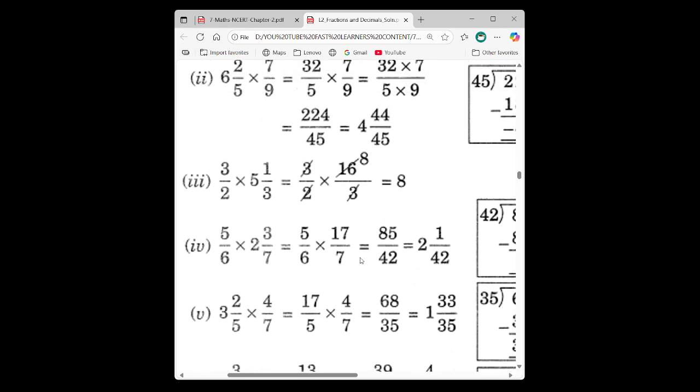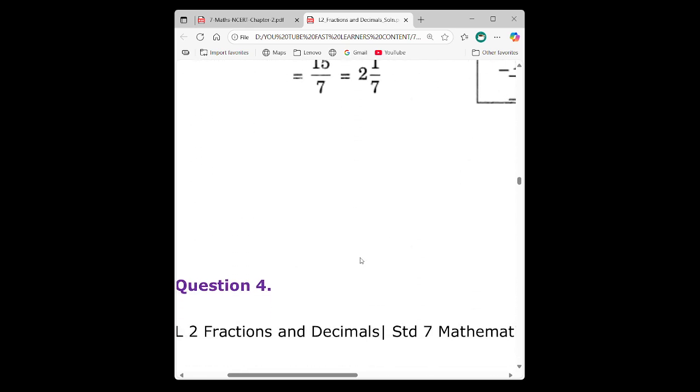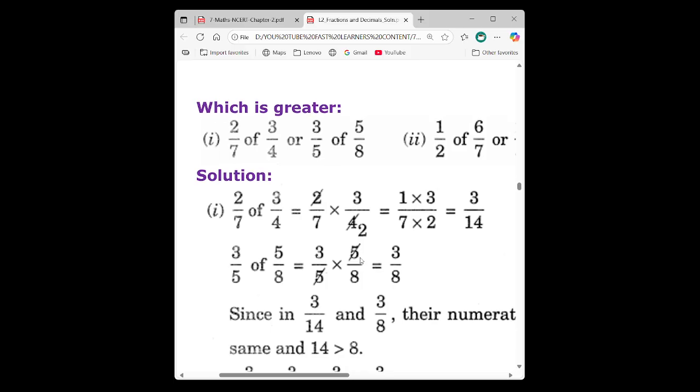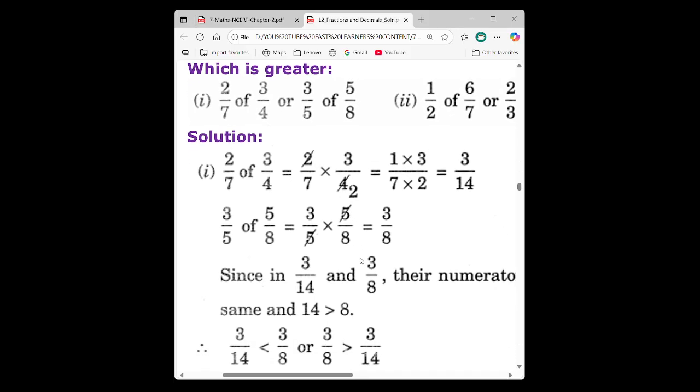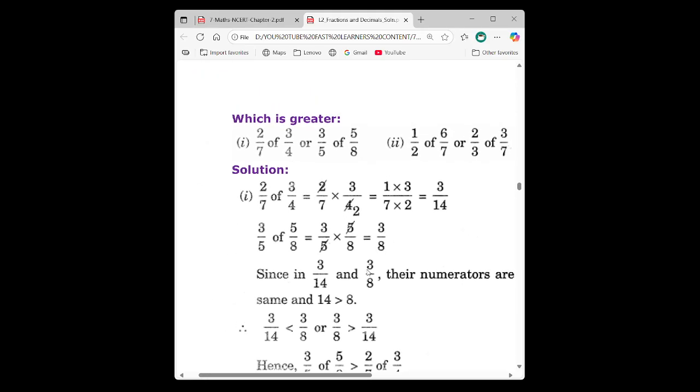Okay, if the answer comes in improper fraction, convert it into a mixed fraction. Now there is a question, which one is greater and which one is smaller. So here again you get the answer and then you compare both the fractions: this is 3 upon 14 and this is 3 upon 8. So how do you do this?